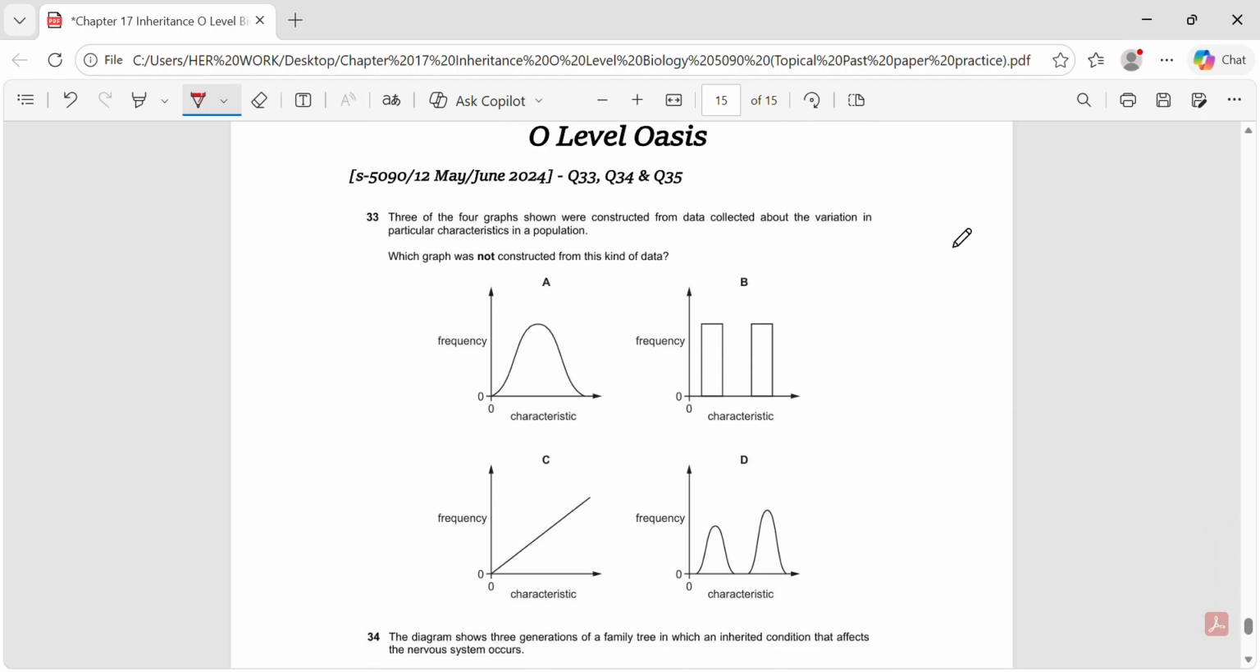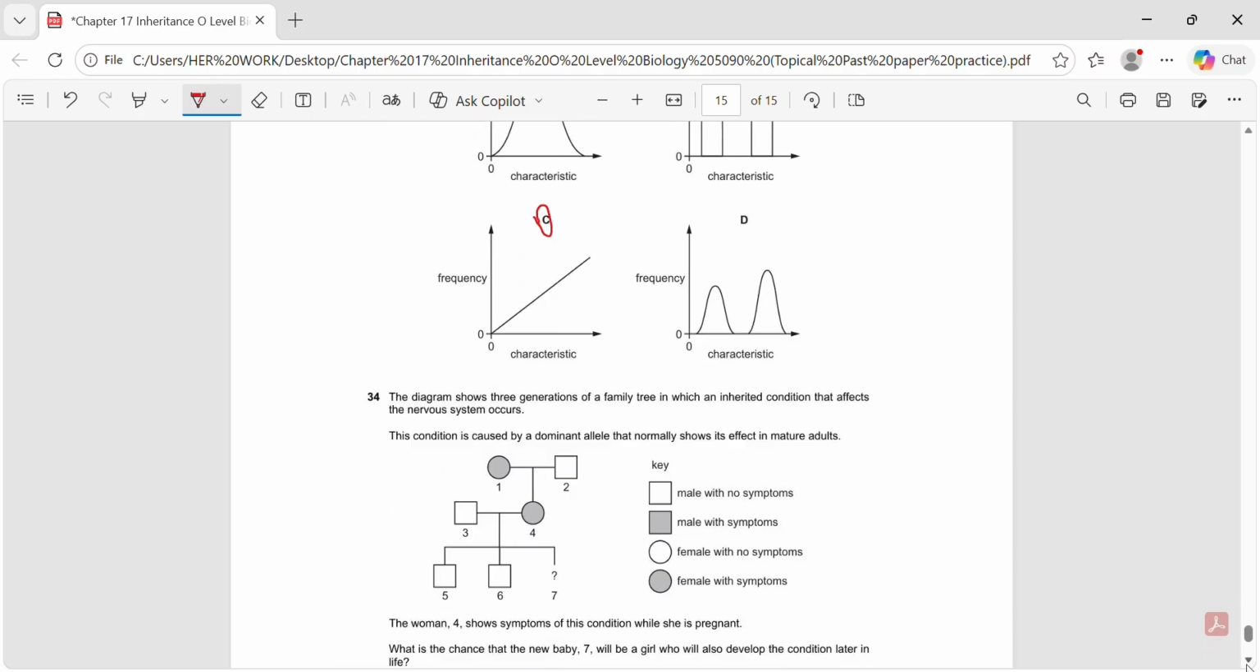Now we have another multiple choice question based on a graph showing the percentage of the population with different ABO blood groups in one region. The question asks how the graph suggests that variation in ABO blood groups is discontinuous. The correct answer is C, because there is a limited number of phenotypes.